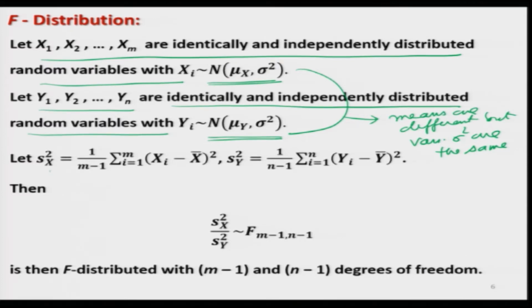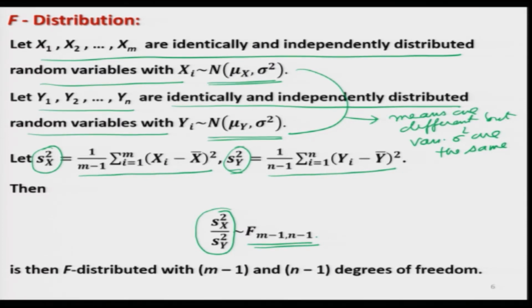The sample variance based on x is indicated by Sx square, which is 1 upon m minus 1, summation i goes from 1 to m, x i minus x bar whole square, and the sample variance of y is indicated by Sy square, 1 upon n minus 1, summation i goes from 1 to n, y i minus y bar whole square. Then here comes the final result, that the distribution of Sx square upon Sy square, that is the ratio of sample variances of x and y, follows an F distribution with m minus 1 and n minus 1 degrees of freedom, right.